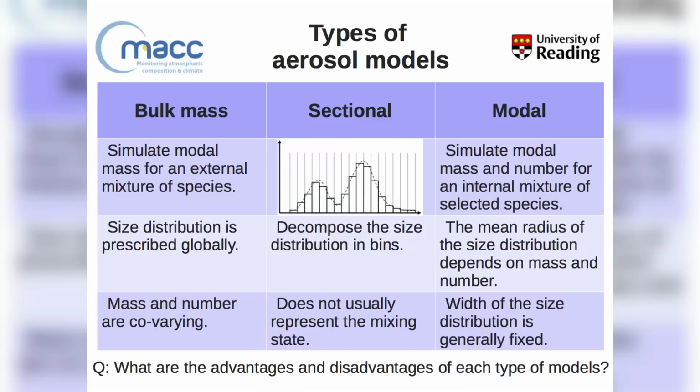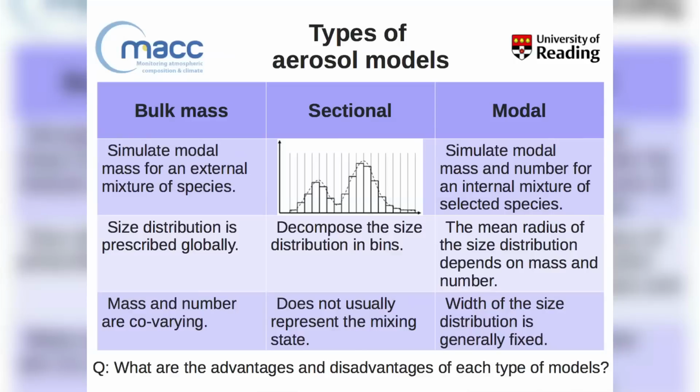So it means that since we still need some knowledge of the size distribution, we need to prescribe it globally. Prescription typically is done from some observation of the size distribution, either aircraft or remote sensing networks. In those models, by construction, the mass and number are co-varying. Since you compute the number as a function of the mass using the size distribution, if you increase the mass, then you automatically increase number, and vice versa.